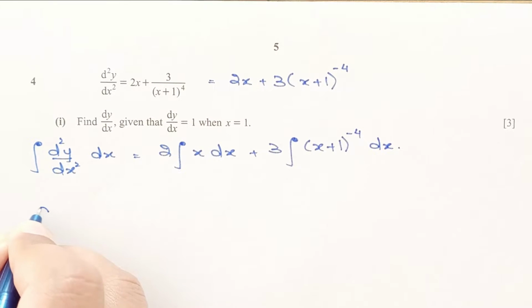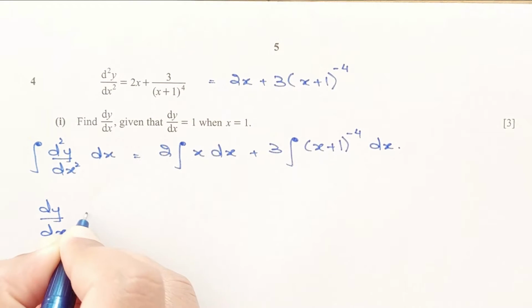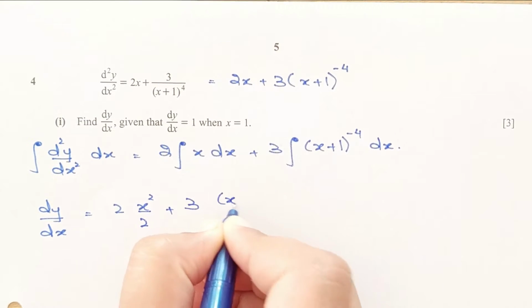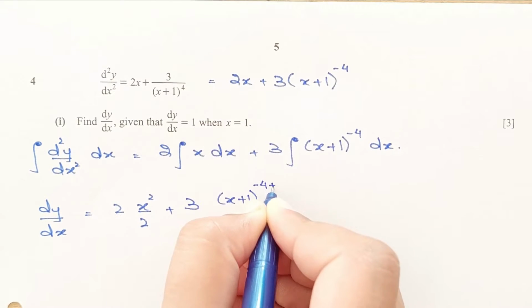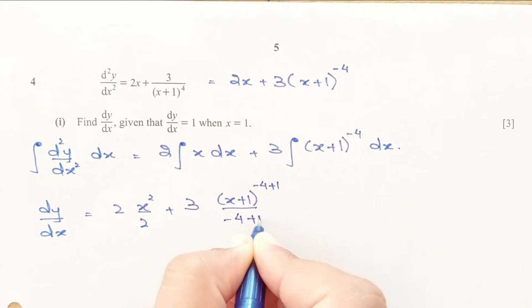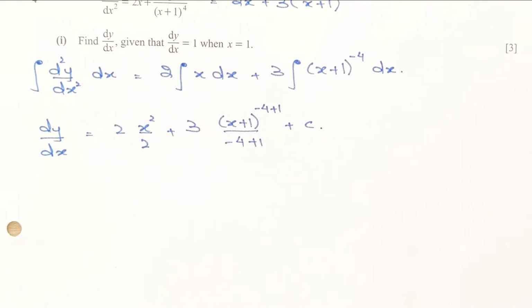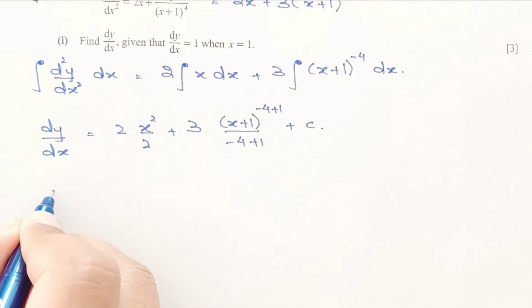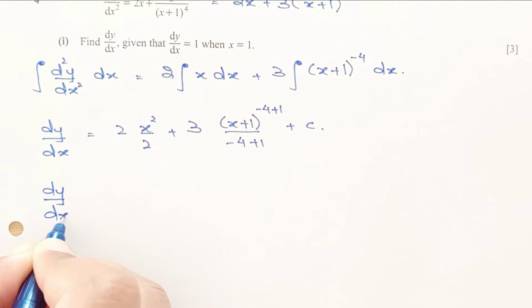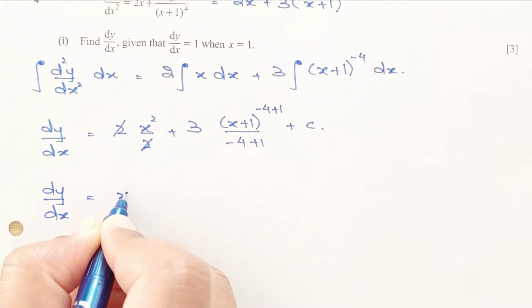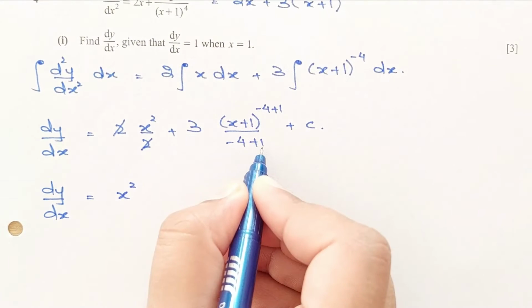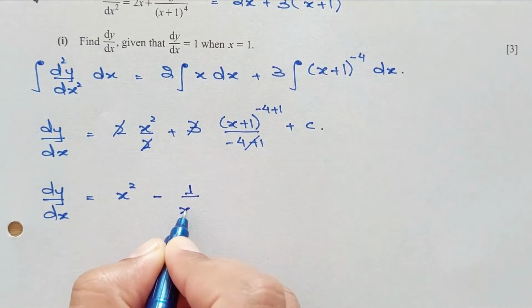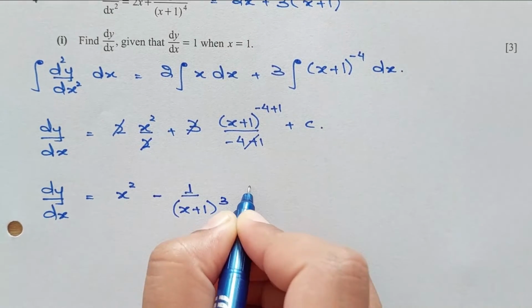Right, so here we have dy by dx. This equals 2 times x squared by 2, plus 3 times (x plus 1), we have to use the power rule, to the power minus 4 plus 1, divided by minus 4 plus 1, plus some constant of integration. Right, to find the constant of integration we have to use the condition that the derivative is 1 when x equals 1. So let me rewrite this. dy by dx equals, cancel the 2, we have x squared. This is negative 3, and this cancels, so we have minus 1 over (x plus 1) to the power 3, plus c.